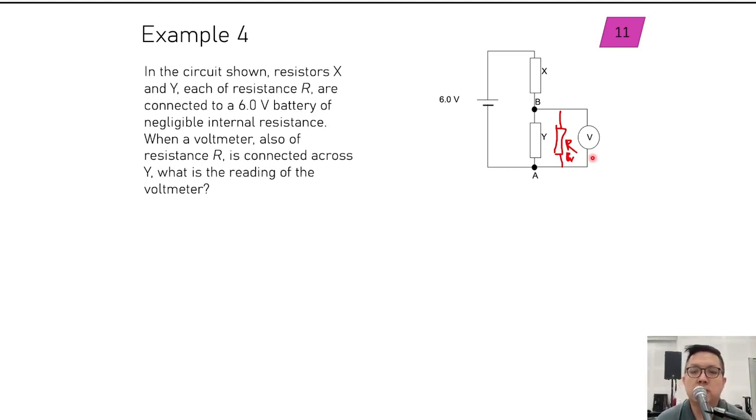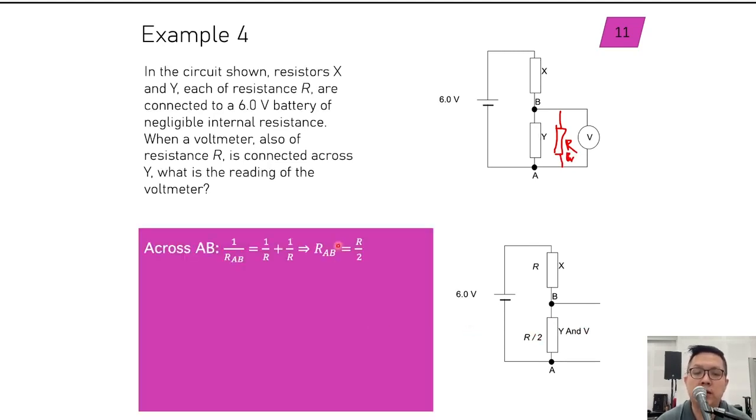All right, so how do we do this now? We combine our voltmeter's resistance with Y here, because they are in parallel. So I'll form a combined resistance of Y and the voltmeter's resistance, and it's R over 2. The reason it's R over 2 is because across AB, you have 1 over R, this original 1 over R, plus this 1 over R as well. And this is equal to 1 over R_AB, so R_AB equals half of R.